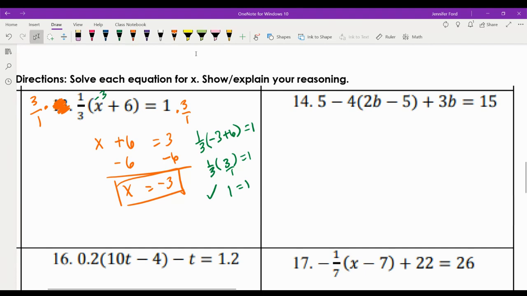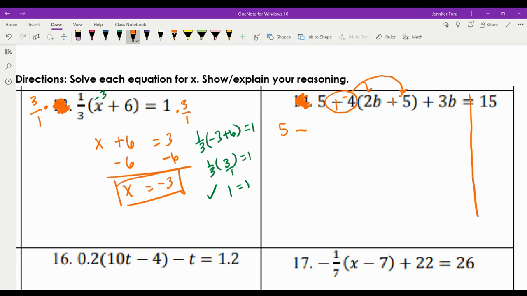All right. 14. What'd you get? All right, here we go. What am I going to do? So this right here, that's the same thing as plus a -4. I'm going to distribute that -4 to both of those pieces there.